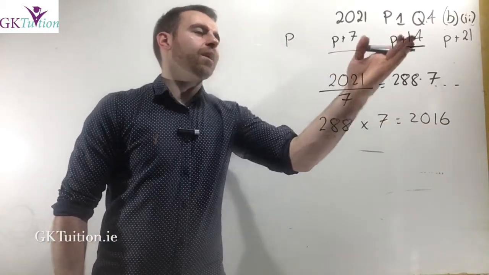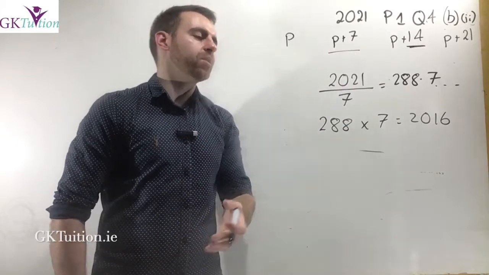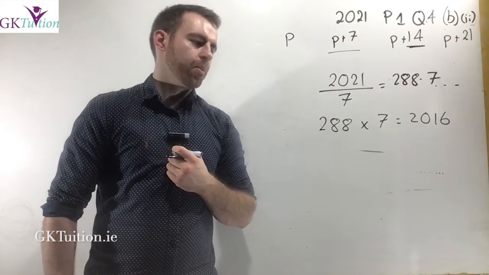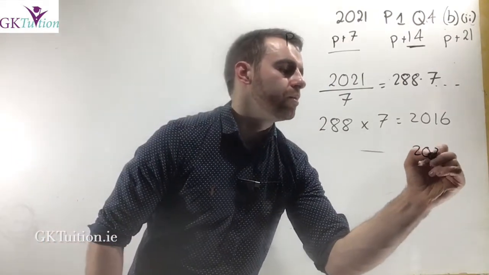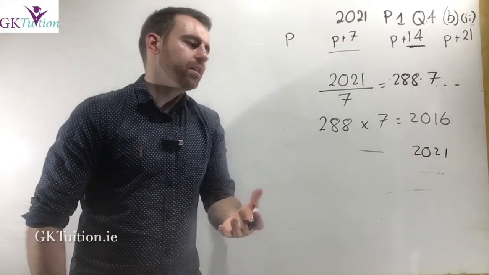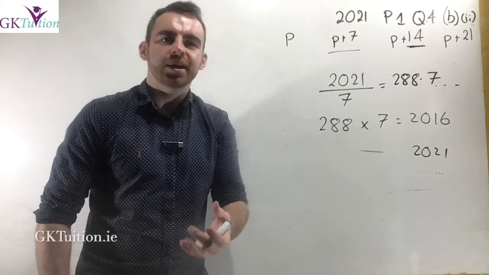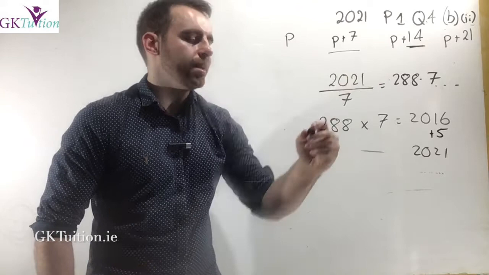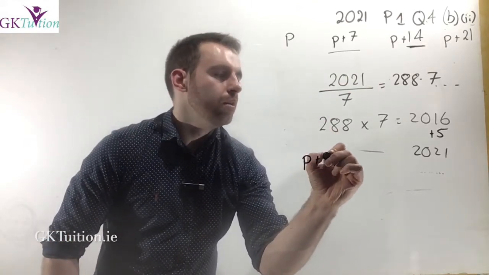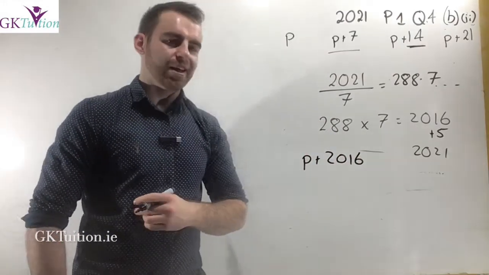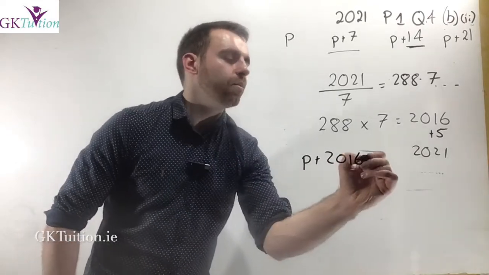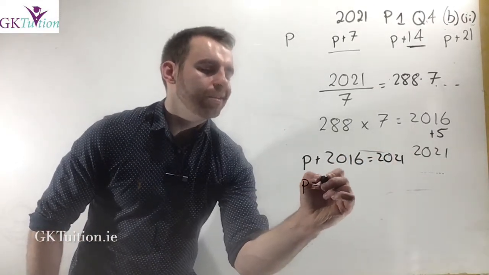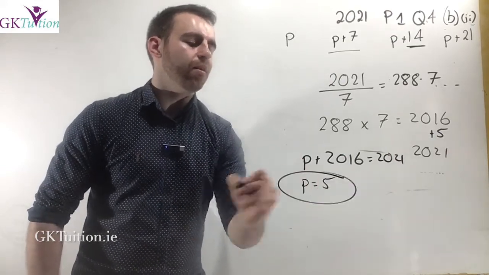So if I keep on adding 7 288 times, eventually I'll have P plus 2016. And I'm trying to get to 2021. So obviously in this scenario I just need P to be 5. If P is simply 5, then the 288 term will be P plus 2016. If P is 5, that will give me 2021. So we end up there with P is equal to 5. That's our final answer for that one.